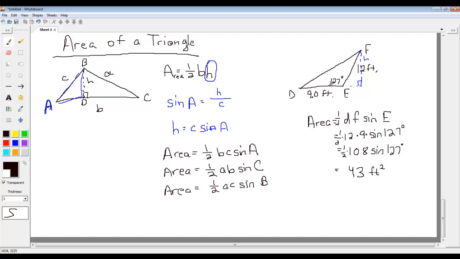So if you know two sides and the included angle, you can use this formula, one of these formulas, to find area of a triangle.